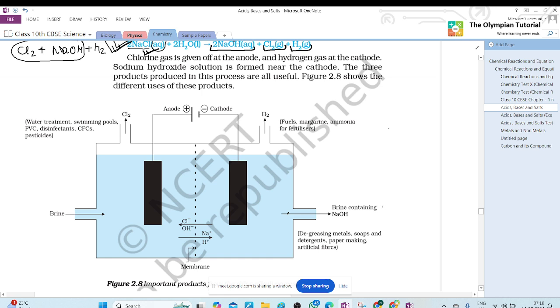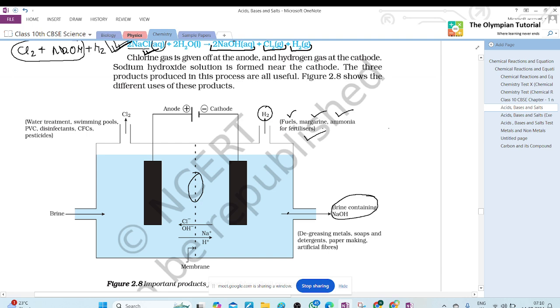Brine solution, sodium chloride dissolved in water, an aqueous solution of sodium chloride. So friends, here we can see the semi-permeable membrane to separate the ions. Here it is brine containing NaOH. Here we are getting hydrogen gas. This hydrogen gas is used as fuel, for margarine, and for ammonia for fertilizers.